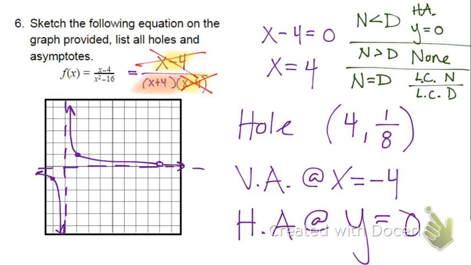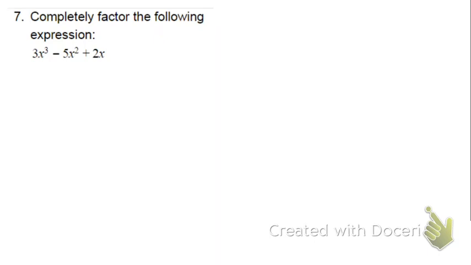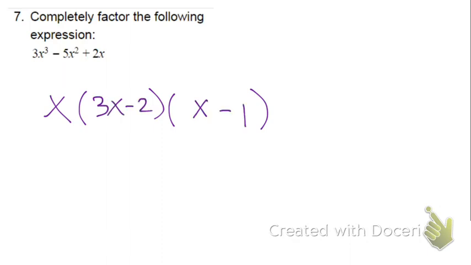All right, number 7. Number 7 was a factoring problem. Some of you forgot to factor out that x and leave it there. After you did factor it out, some of you factored it wrong. When I say some, I always mean few, not a lot. But if you did factor it correctly, it would be 3x minus 2 times x minus 1.